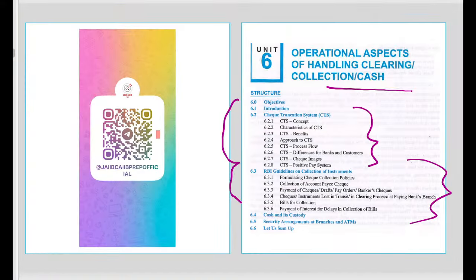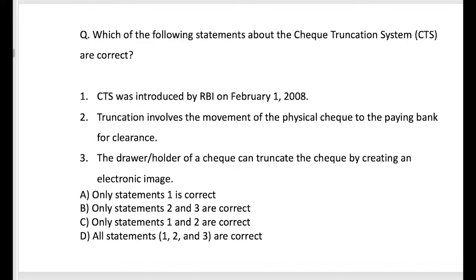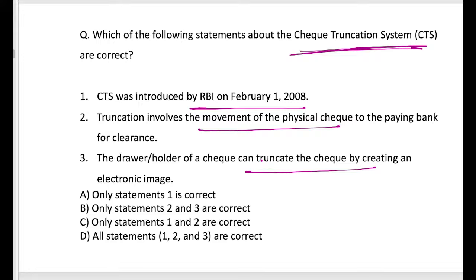All right. Chalo. Next one, operational aspect of handling, clearing and collection of cash. Quickly, one first question. Which of the following statements about CTS are correct? First statement right, second wrong. There is an elimination of the movement of the physical cheque, and the third statement is right. So what we have to find out is the correct one.